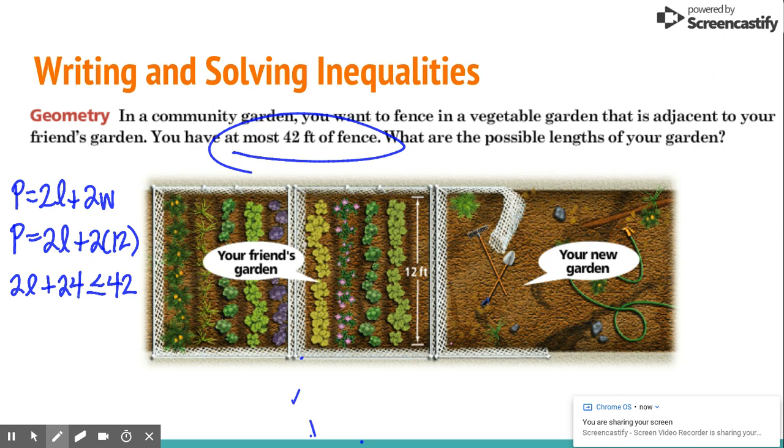Now if I solve for L, it's going to tell me the possible lengths of my garden. Subtract 24 from both sides, and I get 2L is less than or equal to 18. Divide both sides by 2. And the possible length of my garden could be anything less than or equal to 9. So I could have 1 foot length, 2 foot, 3 foot, all the way up to 9 foot length with that amount of fence.